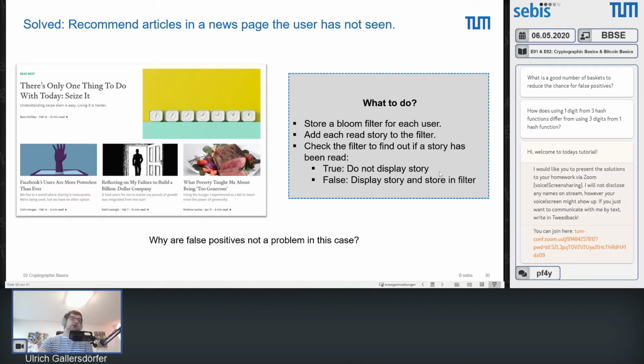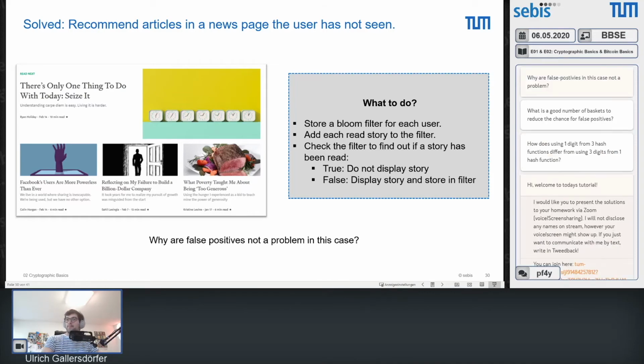And that's now the big question. Why are false positives not a problem in this case? I'll write this in the chat, and maybe you can answer that, or people from Zoom can also speak up if they are interested. Why are false positives in this case not a problem? Maybe you have an idea about that. Anyone from Zoom? No one? So you have to speak up. I won't call you because I think that's not the intention of that.